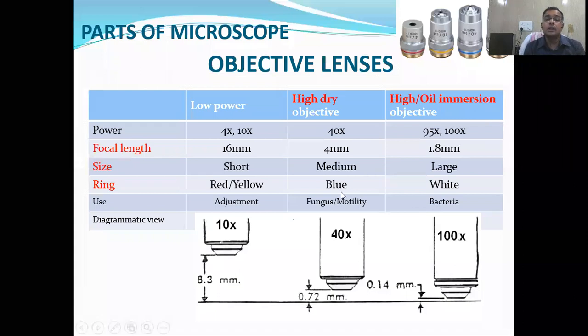In general, bacterial motility, fungus, and other characteristics of bacteria can be viewed with 40x, or you can say high dry power. But when you have to observe stained bacteria and their morphology, then you should use an oil immersion lens. So this is in brief about the comparative use and power of different objective lenses.